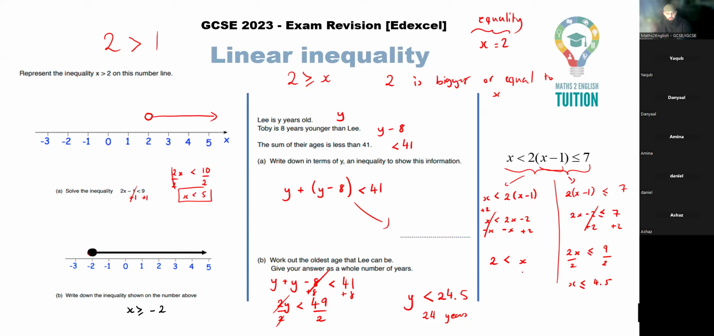Now, once we have these two, we can bring them back together. So we can say 2 is smaller than x, and x is smaller or equal to 4.5. That's the answer for this one.